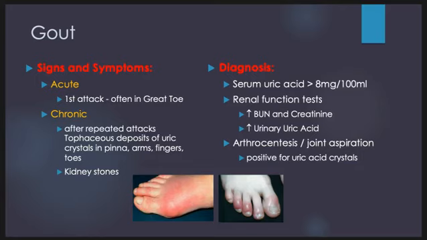Diagnosis of gout includes attaining history and doing a physical examination on patients, blood draw to determine serum uric acid levels. There's renal function lab evaluation and arthrocentesis. That is when the joint is aspirated and tested for presence of uric acid crystals.